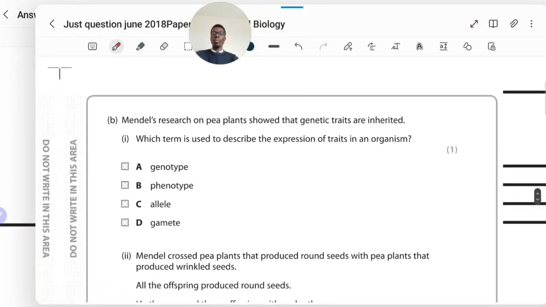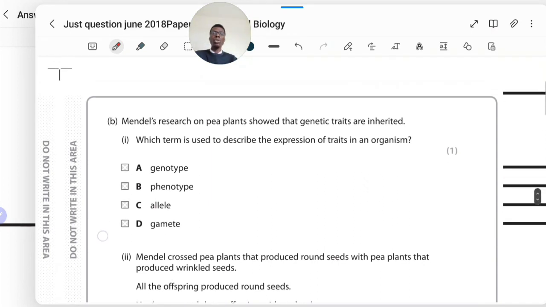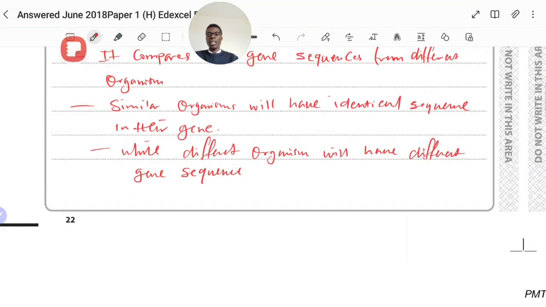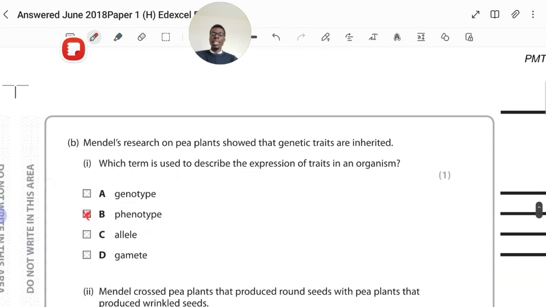Now, Mendel's research on pea plants shows that genetic traits are inherited. Which term is used to describe the expression of a trait in an organism? That would be what? Mendel research, okay, that was going to be what? It says, describe the expression, please. Expression. That would be phenotype.